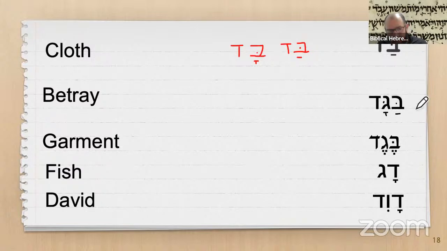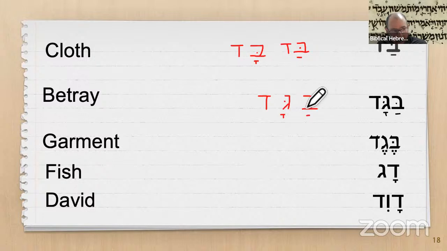Another example. We learned these 3 letters already. Bet, with a dagesh, with a patah. Then we learned about Gimel, with a dot, with a kametz, and then with a dalet. So how do we pronounce this?